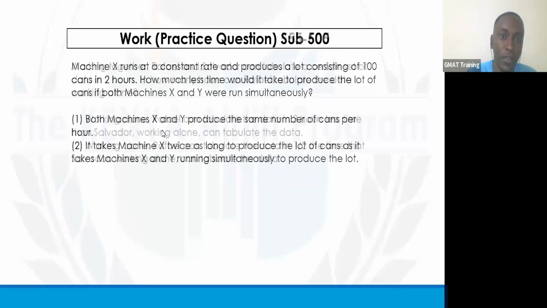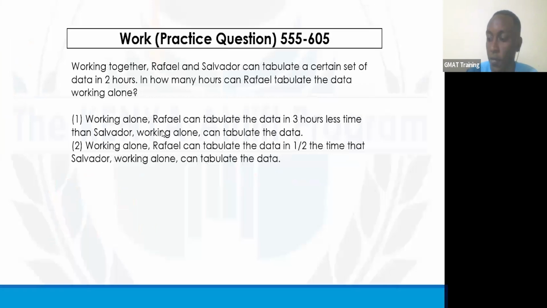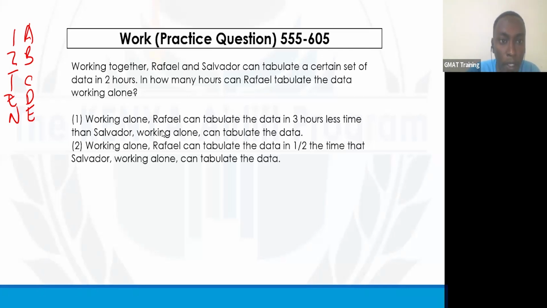Right, let's go on. A level higher, we have 555 to 605. Working together, Rafael and Salvador can tabulate a certain set of data in 2 hours. In how many hours can Rafael tabulate the data working alone? So this is a valid question. We need a unique value so that we can determine sufficiency. What we know from the prompt is 1/R + 1/S = 1/2.